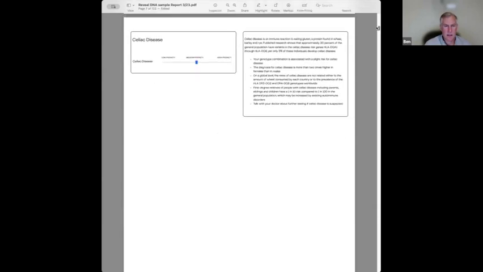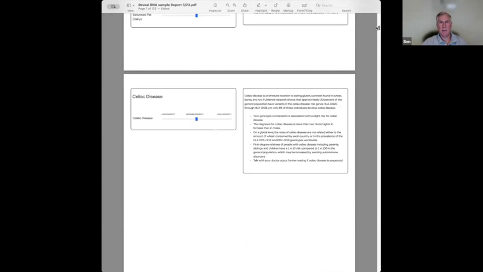The next thing this test will tell us in this top dashboard on the metabolism section is celiac disease. Celiac disease is that immune reaction to eating gluten, a protein found in wheat, barley, and rye. Published research shows approximately 30% of the general population have variants in the celiac disease risk gene, called HLA-DQA1 through HLA-DQB, yet only 3% of these individuals actually develop celiac disease, which is good.